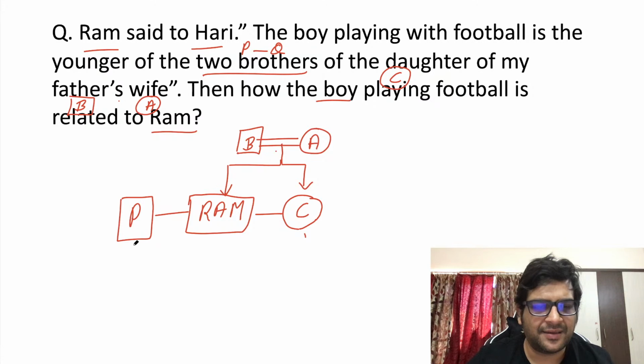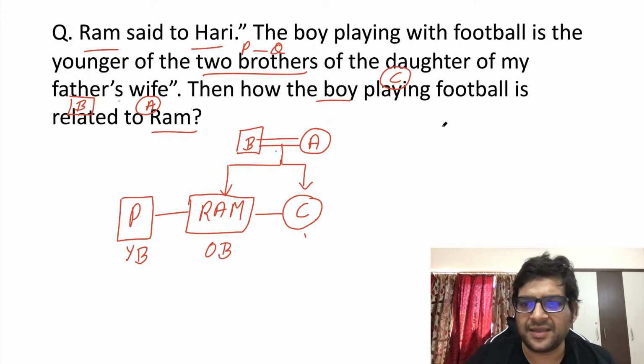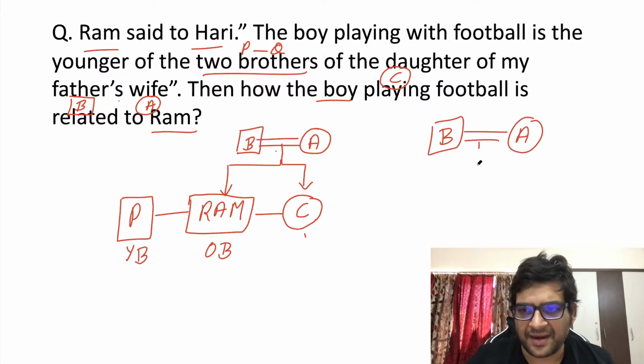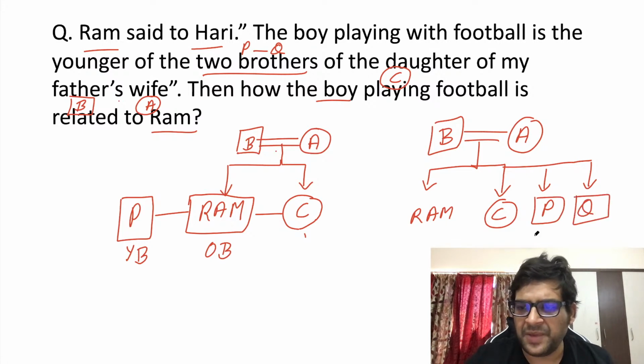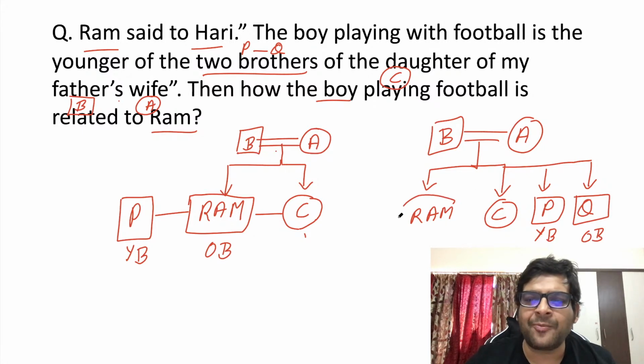This is one possibility: the younger brother is P, Ram himself is the older brother, and C is their sister. The other possibility is that B and A married, and one of their children is Ram, C is the daughter, and then there are two more brothers, P and Q. Out of them, P is the younger brother, and there are two brothers, so Q is the older brother, so Ram could be a female.